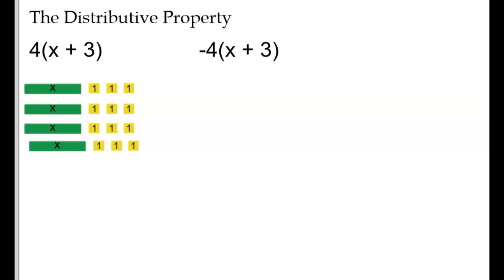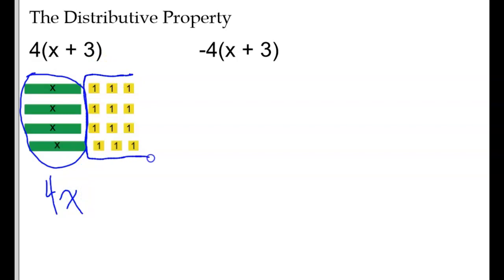Well, if I've got 4 groups of x plus 3, what do I really have? I really have 4 x's. How many units do I have? I've got 12 total, and they're all positive, so I put a plus sign here. And you can see we can get that answer a lot faster if we just take 4 times x, that's 4x, 4 times 3, that's 12.